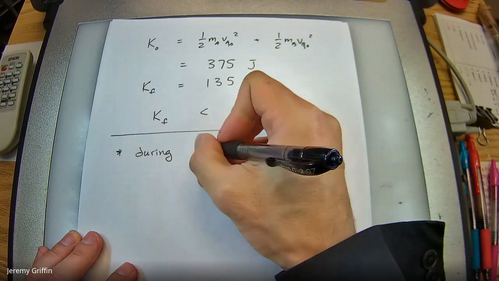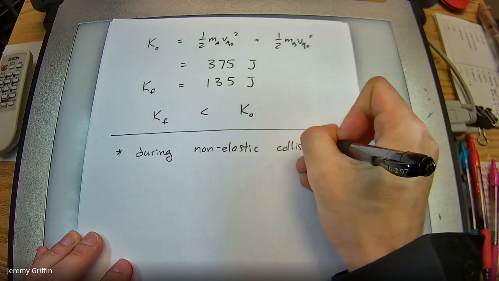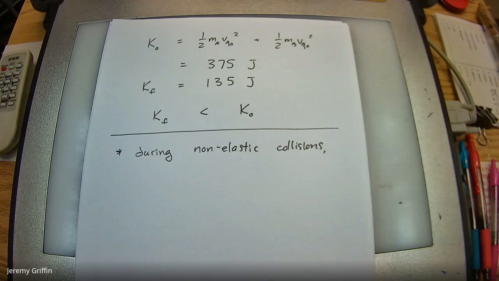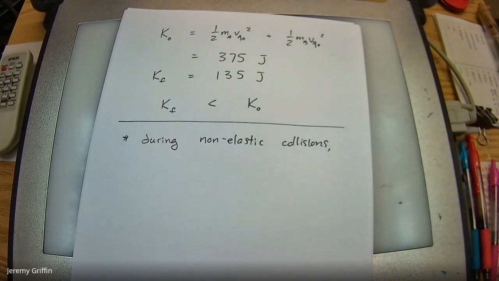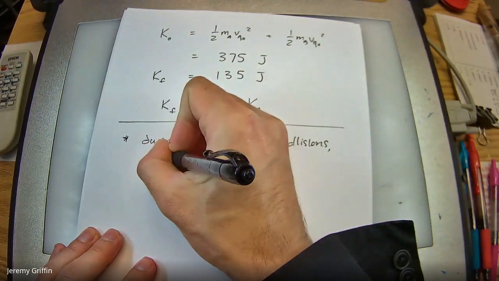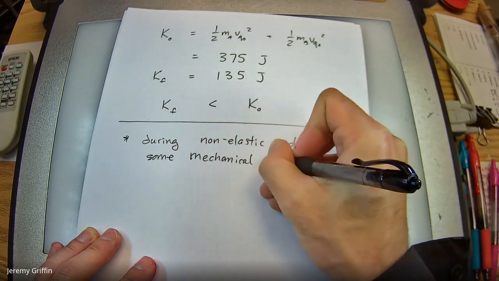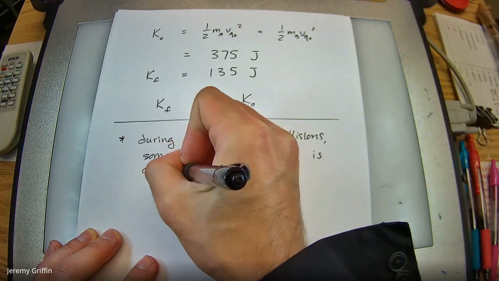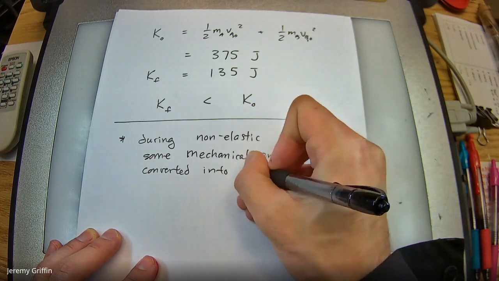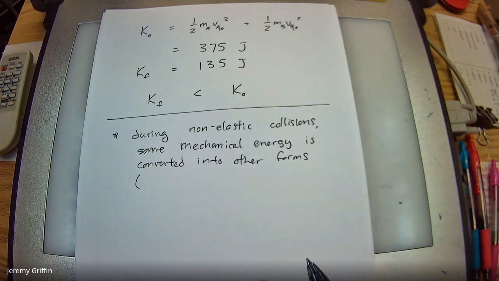During non-elastic collisions, which is pretty much all collisions. But if AP ever uses the word elastic, then have this mental model in mind. Right, so anything except for that. Some kinetic, well, I'll say some mechanical energy, but really, it's kinetic energy, is converted into other forms that we just don't have a really good way of accounting for in this class.